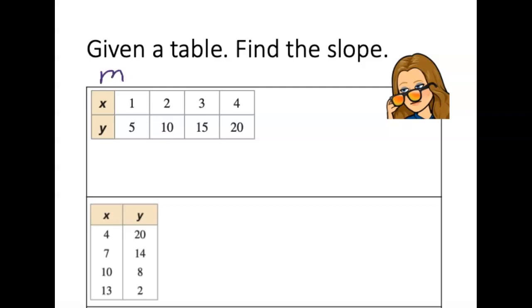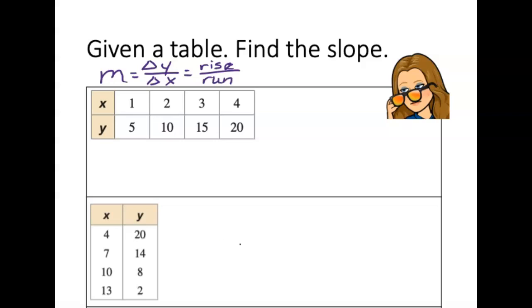Remember, m is what we use for slope, lowercase m, and m equals our change in y, or triangle y, remember that's delta y, change in y over our change in x. It's the same as saying it's the rise over or divided by the run.